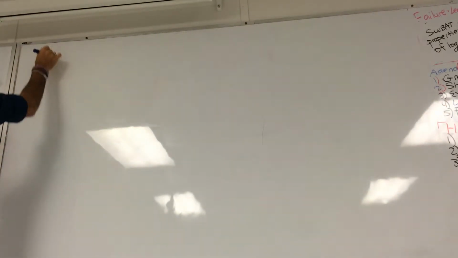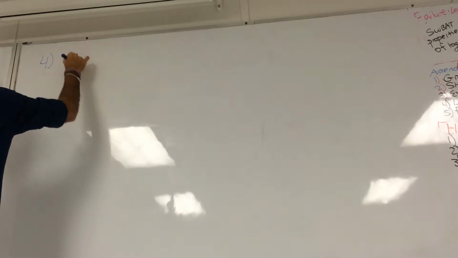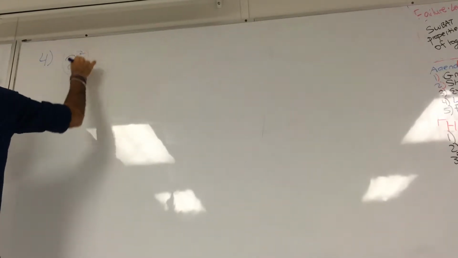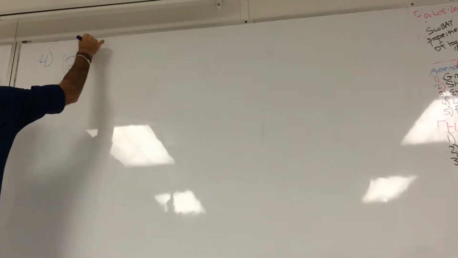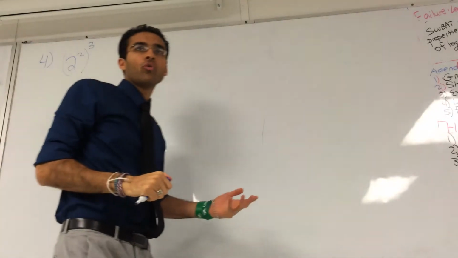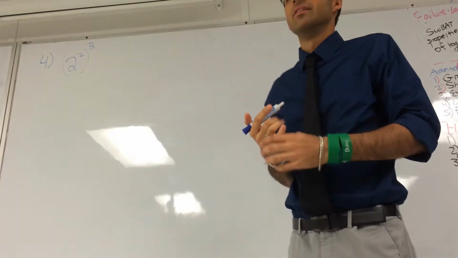Okay, so let's continue on. So property number 4 looks like the following. What if I had 2 squared raised to the 3rd power? 2 squared raised to the 3rd power.